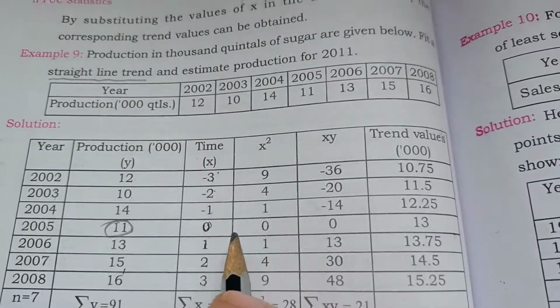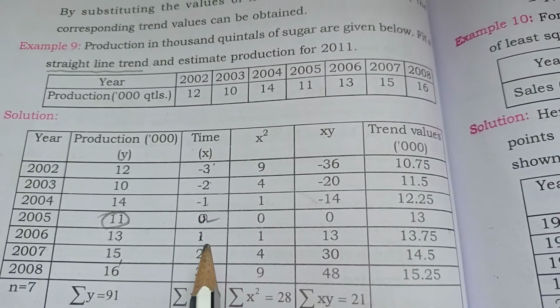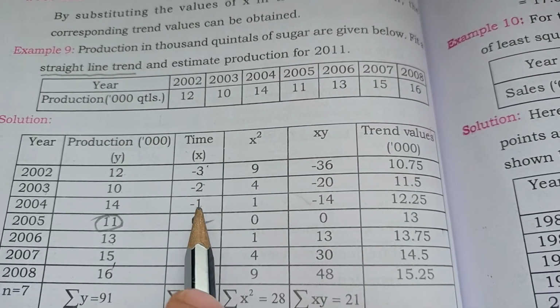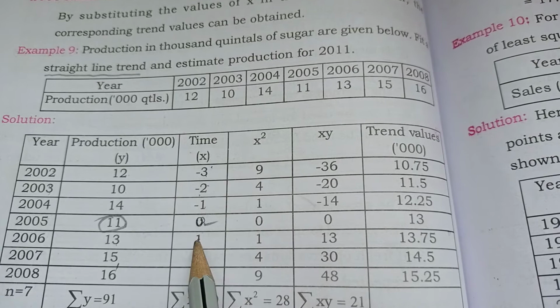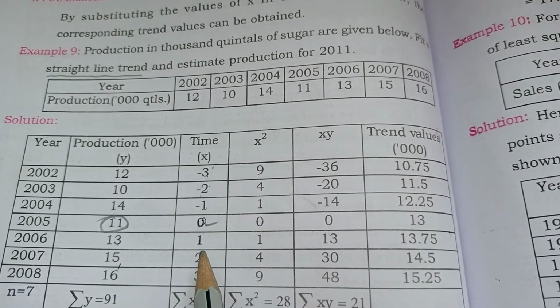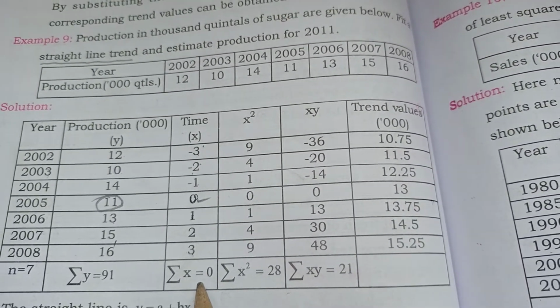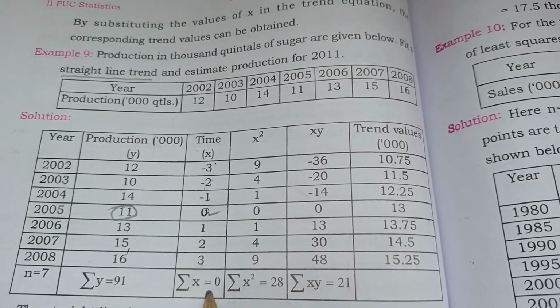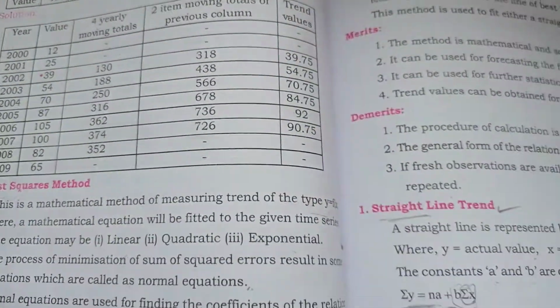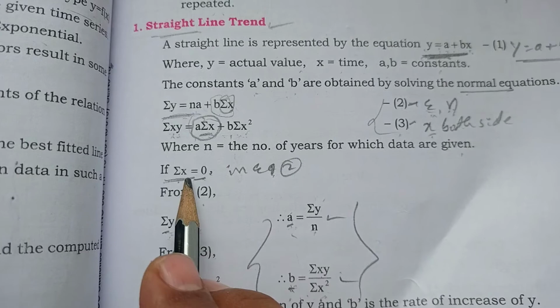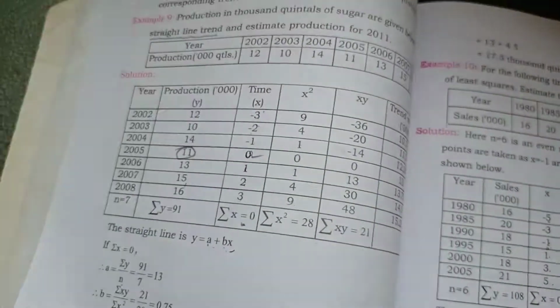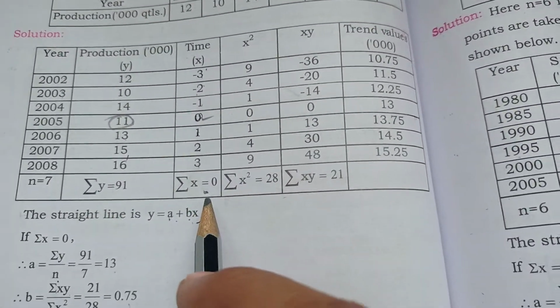Middle value is the 9, so it is considered as 0. Okay, upward direction: -1, -2, -3, 1, 2, 3. If I add these, I will get sigma x is equal to 0. Always sigma x should be 0, because I have put here the condition. Sigma x is equal to 0.